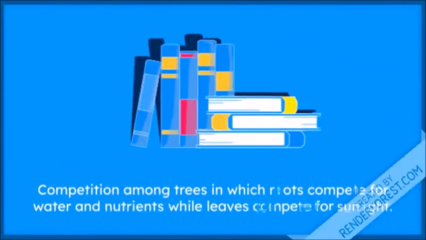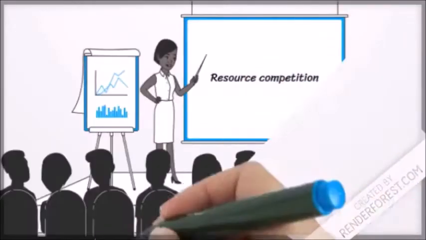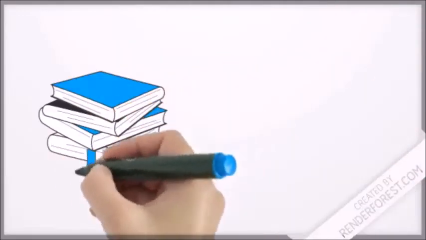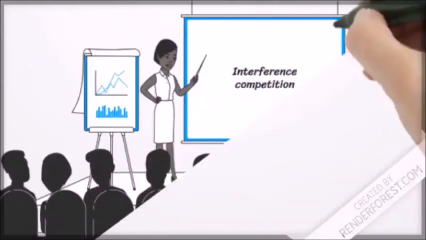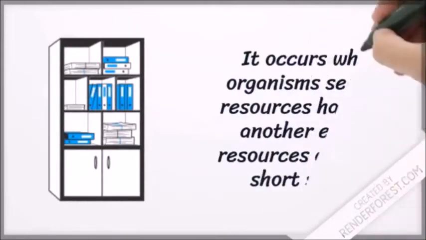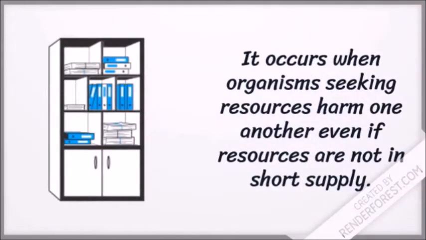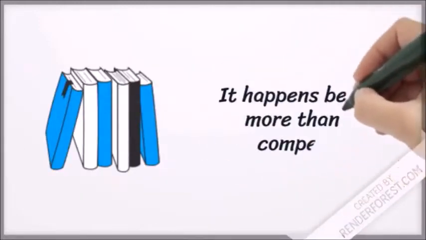Competition among trees, in which roots compete for water and nutrients while leaves compete for sunlight. Did you know competition has basically three forms? Firstly, resource competition. It occurs when a number of organisms utilize common resources that are in short supply and results in reduced growth or both. Next, interference competition. It occurs when organisms seeking resources harm one another even if resources are not in short supply. Lastly, diffuse competition. It happens between more than one competitor.